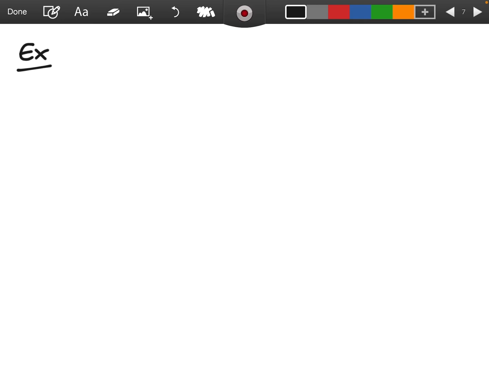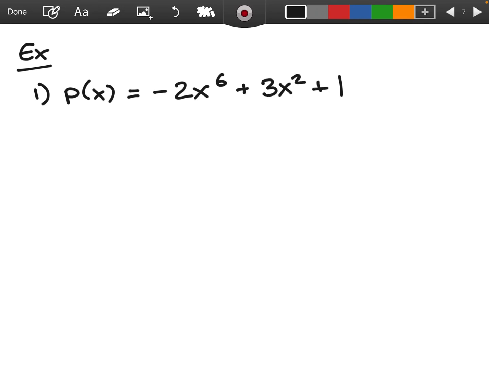What I want to do is give you a quick example. I'm just going to do one in standard form first, and then we can go ahead and look at one that has a slightly different setup. The first one that I want to do would be the polynomial negative 2x to the 6 plus 3x squared plus 1. Okay. What's my leading term in this case? Well, my leading term is going to tell me what happens as x gets very large, both positively and negatively. My leading term is negative 2x to the 6.